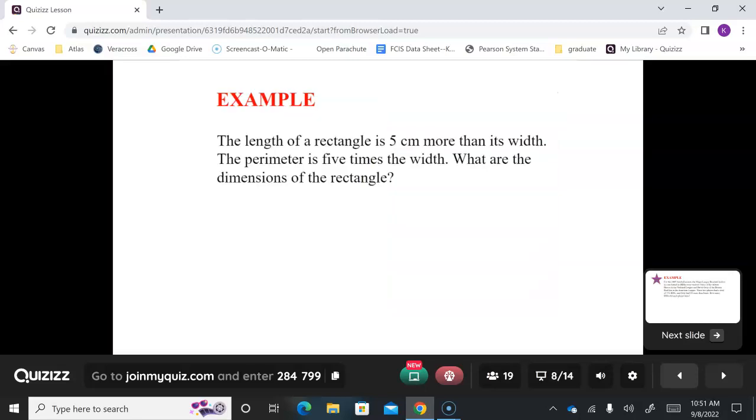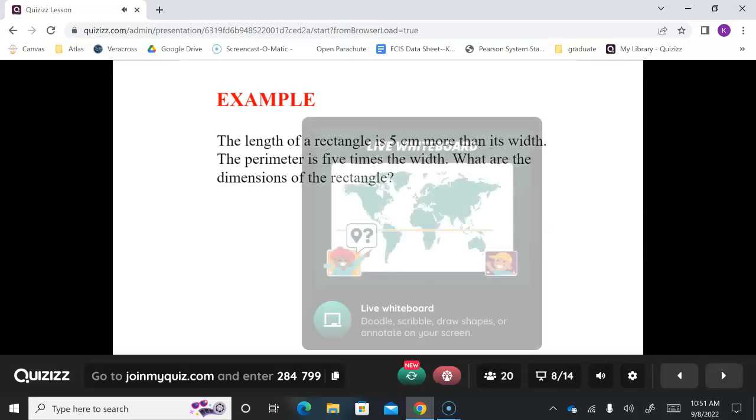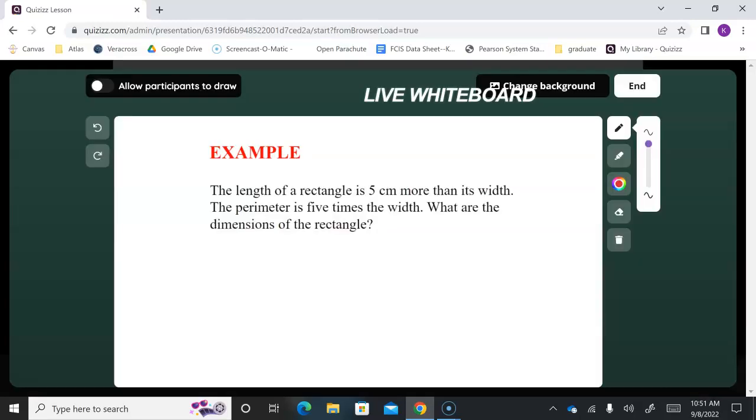So, starting with this one, we have the length of a rectangle is 5 centimeters more than the width. The perimeter is 5 times the width. What are the dimensions of the rectangle? Belle, do you have a question? Oh, I just know. Well, I'm going to ask some questions first. So thank you. Appreciate it.